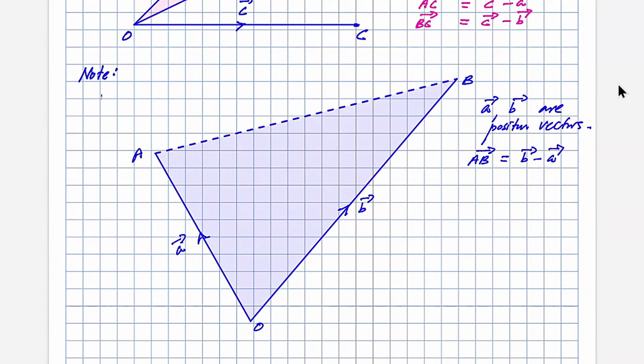Good. Now I'm going to take a point here. I'm going to take a point here. I would say that point is C. Right? So then I can say AC vector is equal to lambda times AB vector, where lambda is a constant.